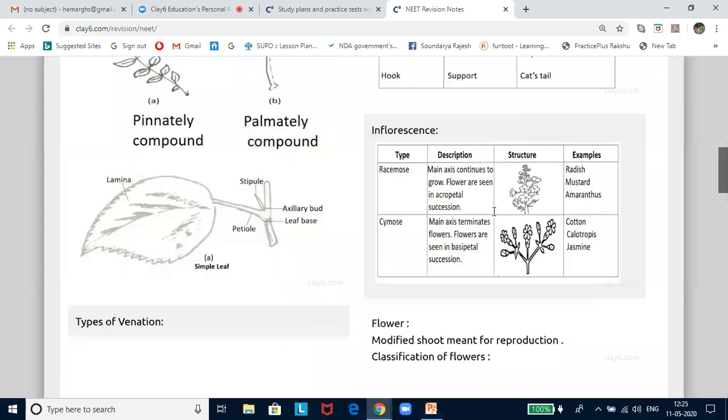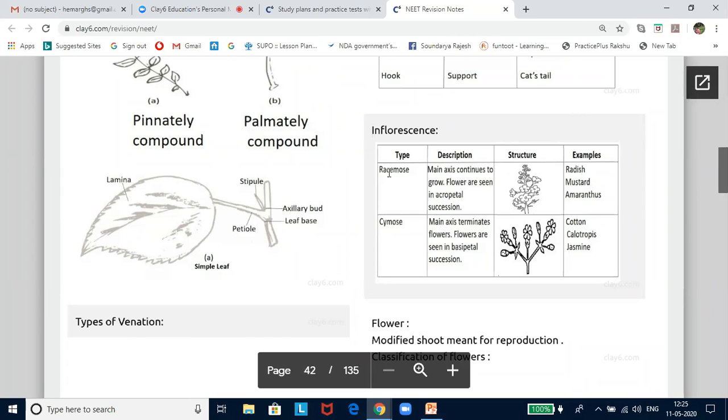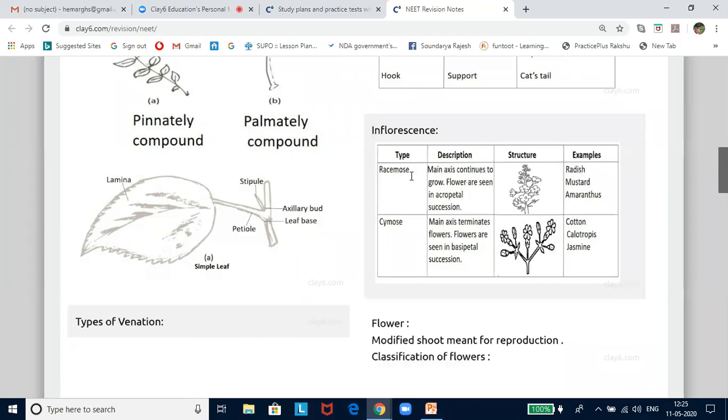Root, stem, and leaf. Now let us look into inflorescence. The inflorescence is the branch in which the flowers are borne. That is, the arrangement of flowers on the floral axis is known as the inflorescence. There are two types of inflorescence: racemose inflorescence and cymose inflorescence.